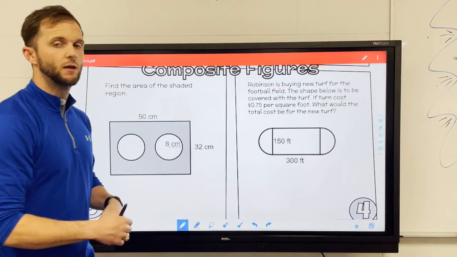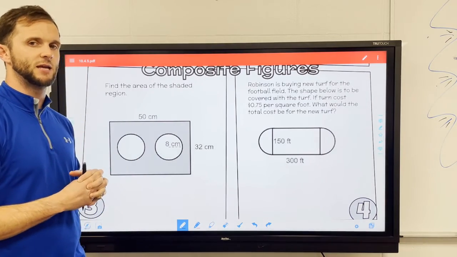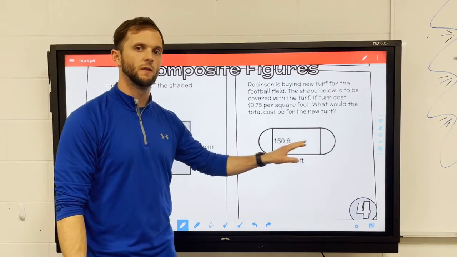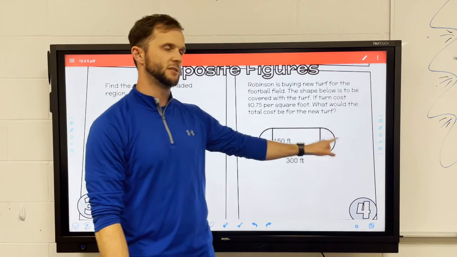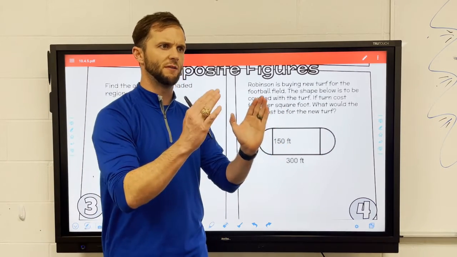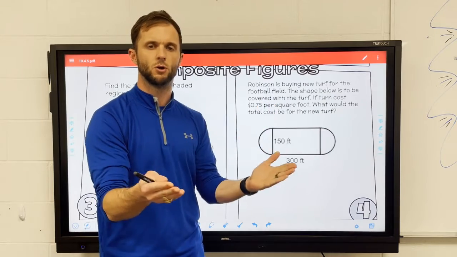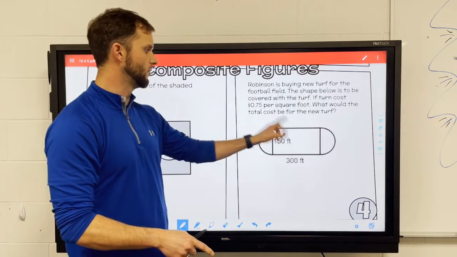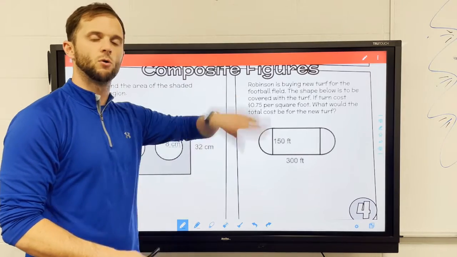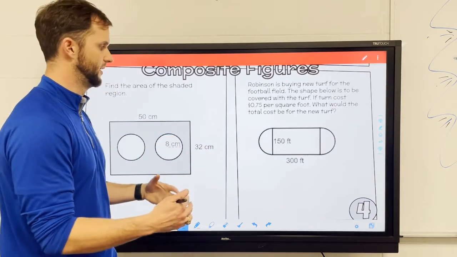So if you look, we have to determine what type of shapes I have. In the middle, I have a rectangle. And I have a semicircle over here and a semicircle over here. Well, a semicircle is half a circle. So if I have 2 semicircles, they make one whole circle. So I just need to find the area of a rectangle, then the area of a circle in order to find the total area of my football field here, okay?